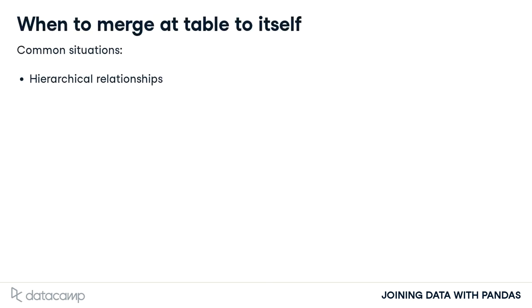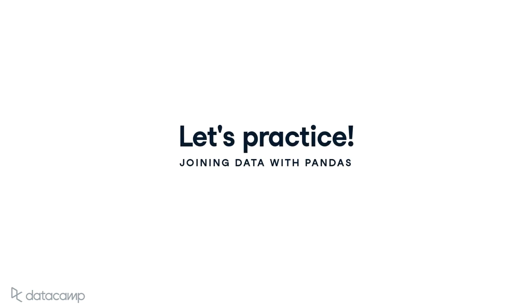You might need to merge a table to itself when working with tables that have a hierarchical relationship, like employee and manager. You might use this on sequential relationships, such as logistic movements. Graph data, such as networks of friends, might also require this technique. All right, let's practice merging a table to itself.